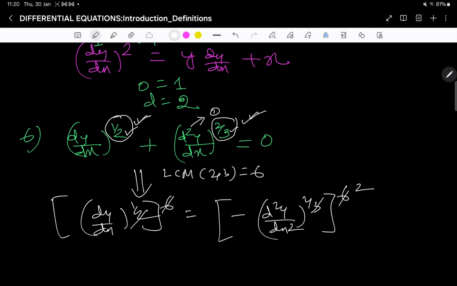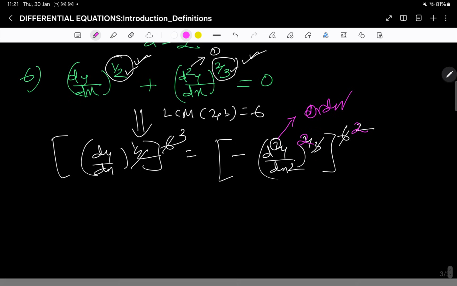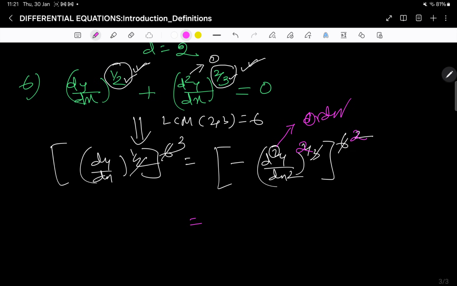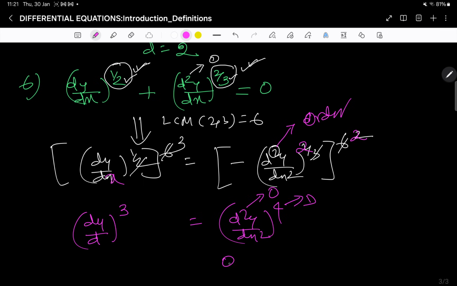So now this 2 and this cancelled here. Now this is the highest power. Okay, this is the highest power. So this will give me the order, and now this power becomes here 2 into 2, 4. So that is my (dy/dx)^3 = (d²y/dx²)^4. Now we are ready to find the order and degree. This is my order and this is my degree. Order is equal to 2, degree is equal to 4.